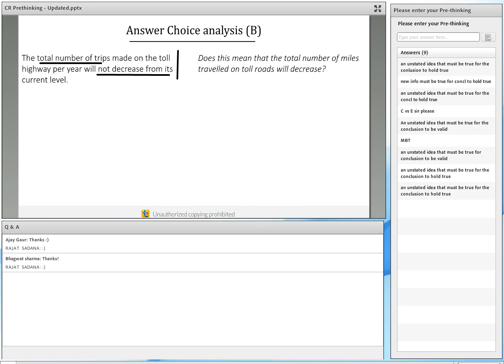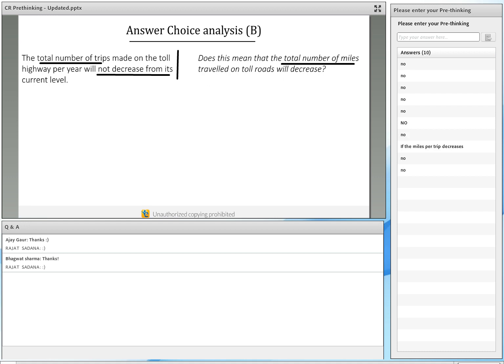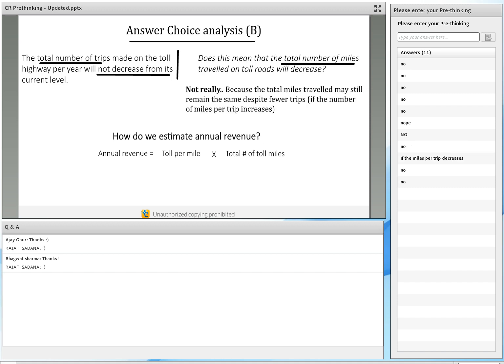So the question that you ask is, if the total number of trips decreases, let's say it goes down by 20%, does this mean that the total number of miles will necessarily decrease? Does it mean that? No, it doesn't really mean that the total number of miles traveled will decrease if the miles per trip increases, not decreases. If the miles per trip increases, in that case, yes. Not really. Why? Because it may still remain the same if the number of miles per trip increases.